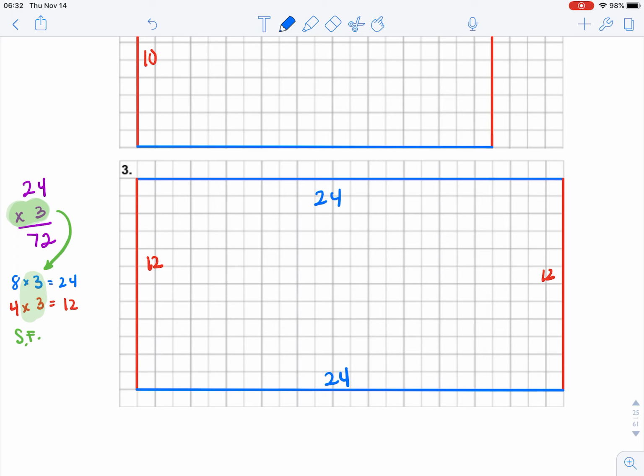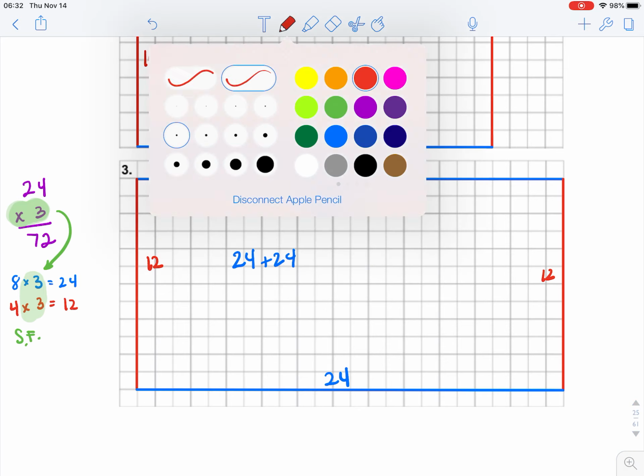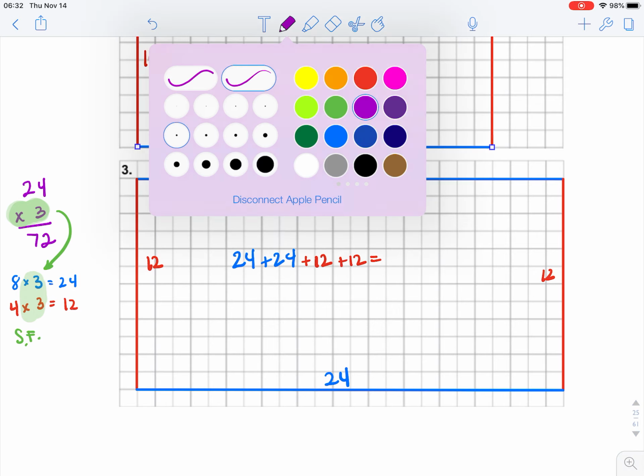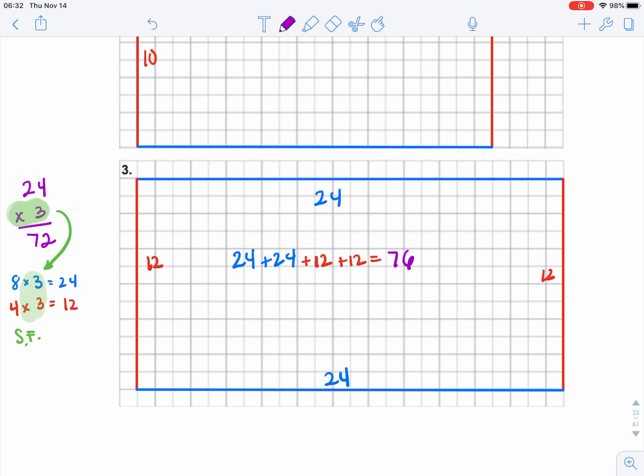So if you add all these up, 24 plus 24 plus 12 plus 12, we should get 76, which is triple the original.